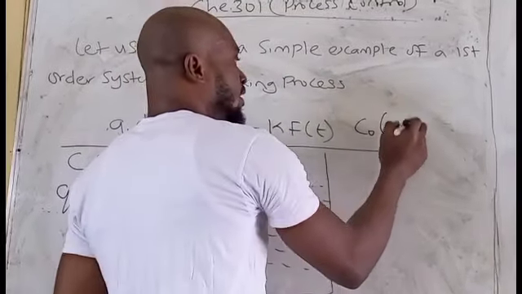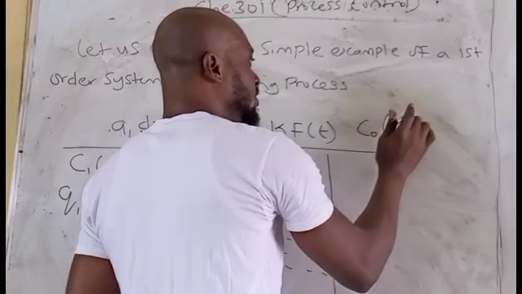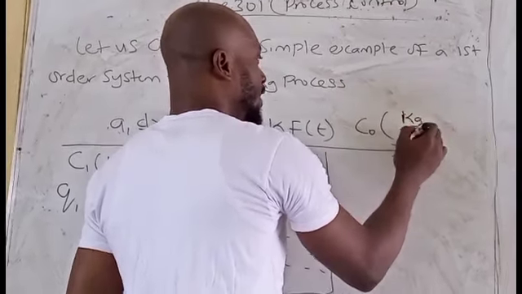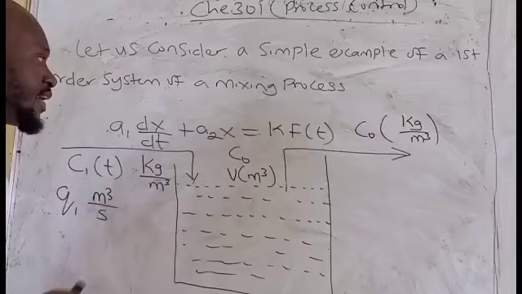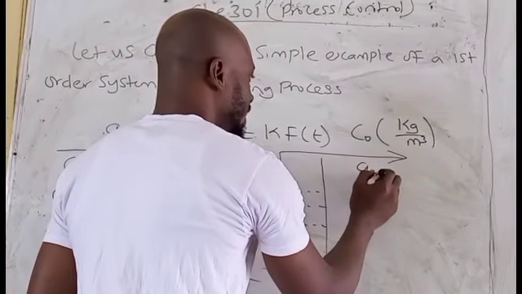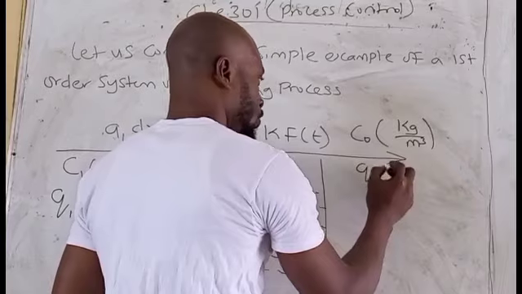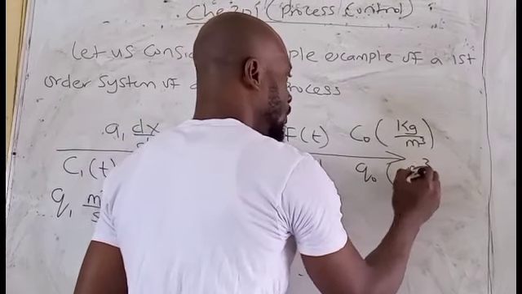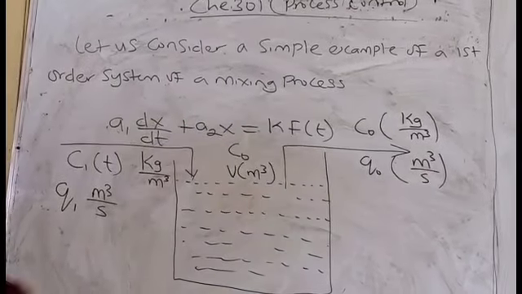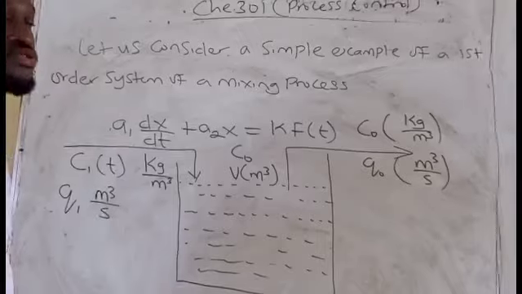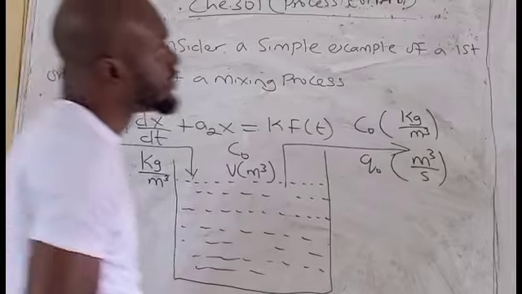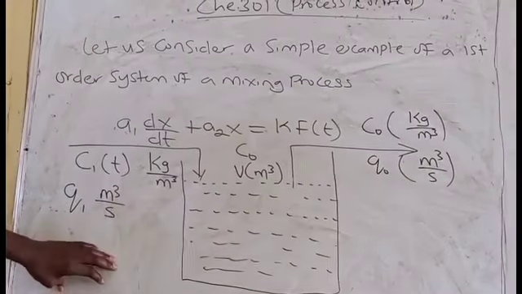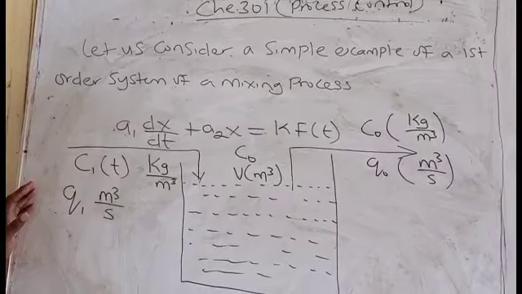The unit is kilogram per meter cube. And then we have the volumetric flow rate. Let's say here, this is going out, it's Q naught, meter cube per second. So these are the units now. So now you have this dissolved salt that is moving. There's a flow.